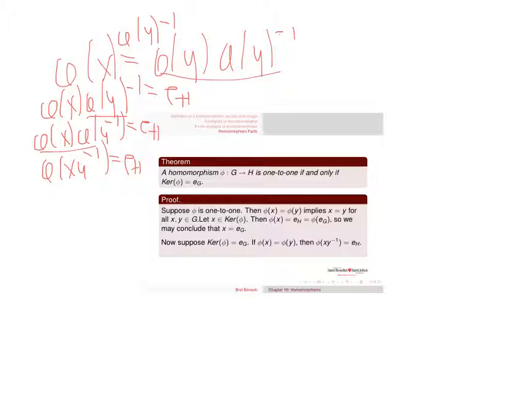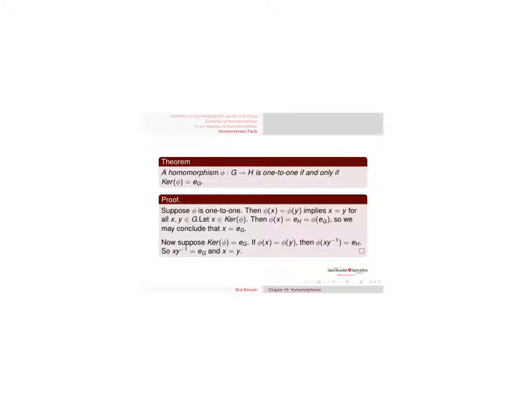That's really what's going on there. This is in the kernel. But there's only one thing in the kernel. It's equal to that. And so if I multiply both sides on the right by y, I end up with x is equal to y. So it's one-to-one. And we're done.